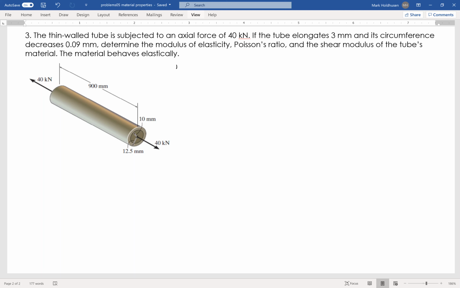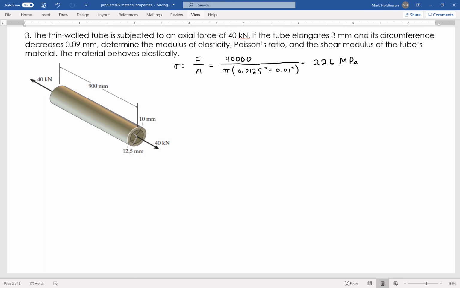So my stress is going to be force divided by area, where the force is 40 kilonewtons, divided by the area. And this is a tube, so it's outer minus inner, so it's going to be pi over, not pi over 4, because it's actually giving me the radius here, so I can just do pi r squared. So that's going to be pi times 0.0125 squared minus 0.01 squared. Okay, so that gives me the stress equal to 226 megapascals, force divided by area.